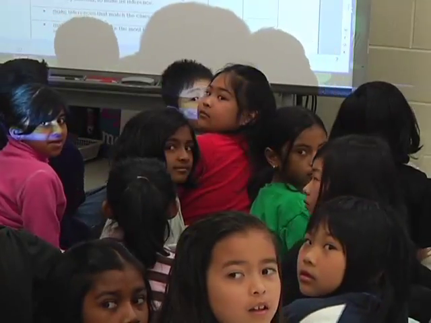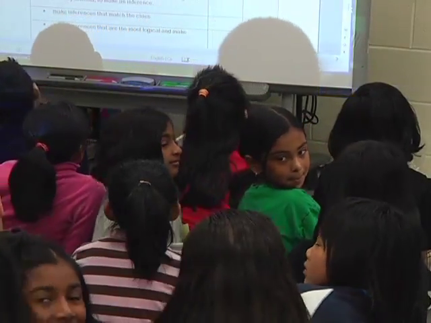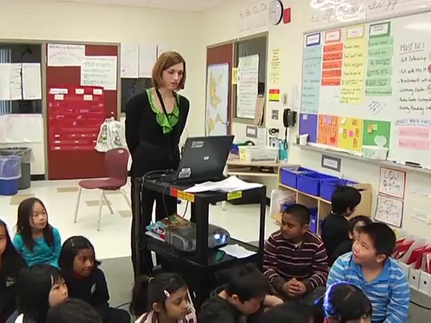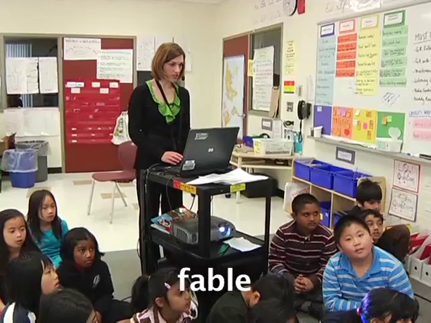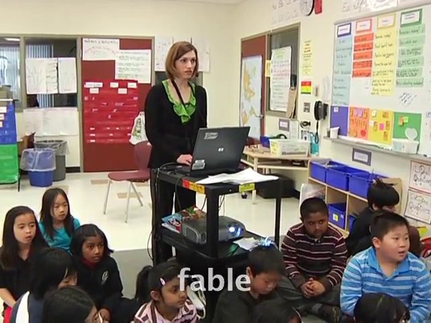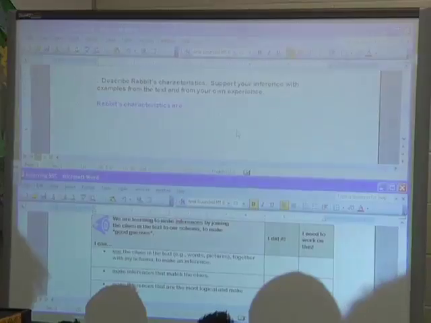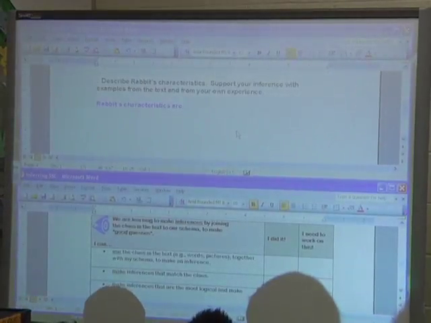Okay, boys and girls, we're thinking back to our shared reading that we've done a few times, the fable called Rabbit Tricks Elephant and Whale. And we're going to do a shared inference here together. Here's our question. Describe rabbit's characteristics. Support your inference with examples from the text and from your own experience.